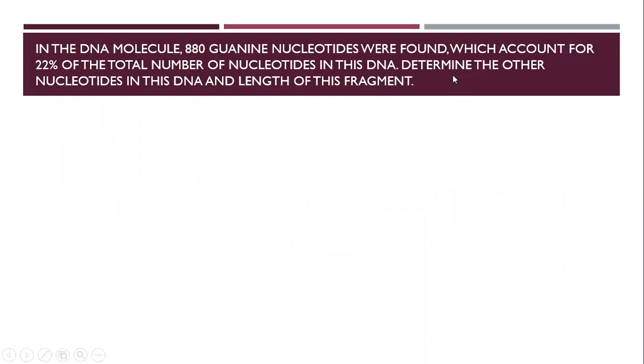Next, in a DNA molecule, 880 guanine nucleotides were found, which account for 22% of the total number of nucleotides in this DNA. Determine the other nucleotides in this DNA and the length of this fragment. So how are we supposed to start this question? I know that guanine is 880. What should be the next step?